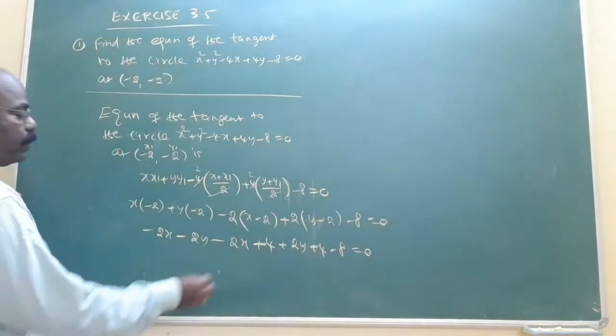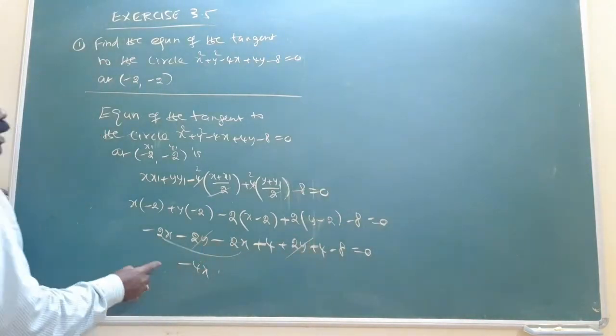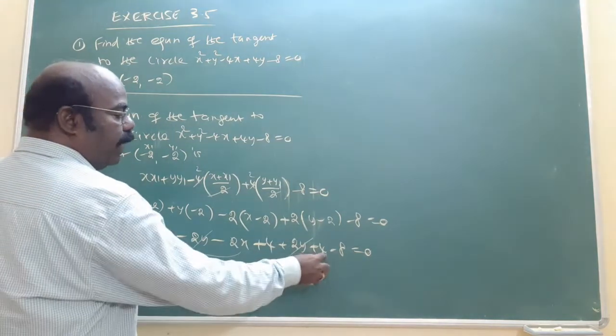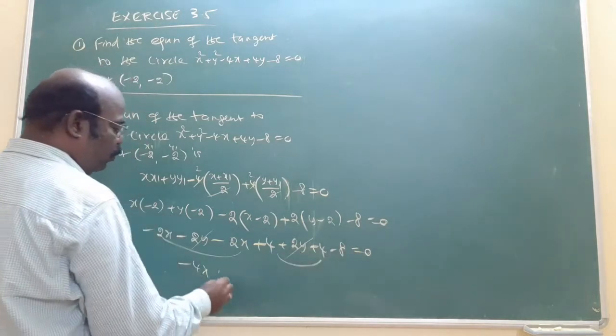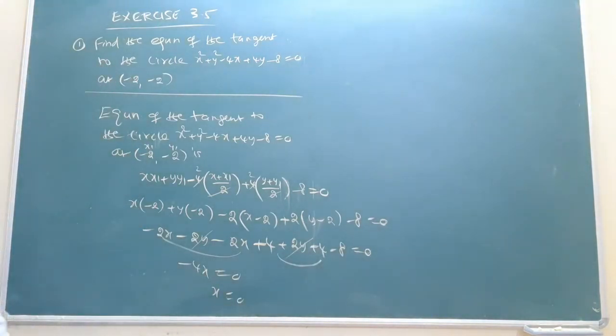Am I right? Now adding both, minus 4x. Minus 2y plus 2y will cancel. Am I right? Next, 4 plus 4 is 8. 8 minus 8 is 0. Minus 4x is equal to 0. Am I right? What is the answer?